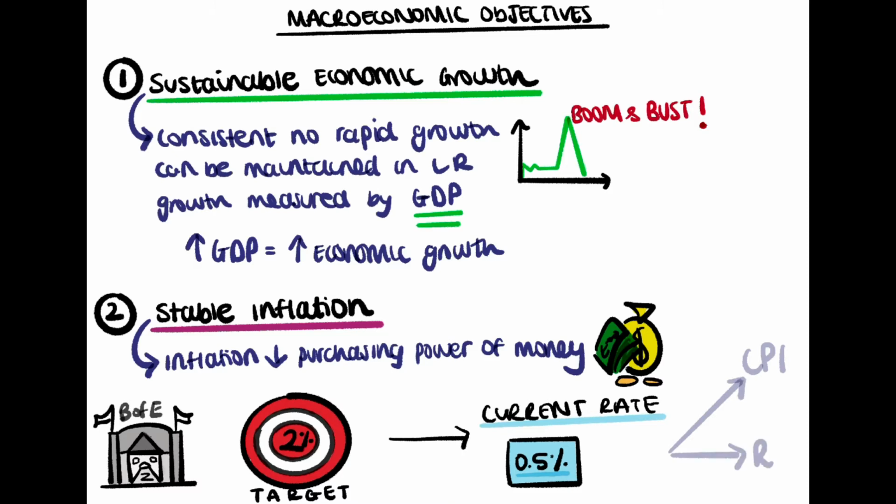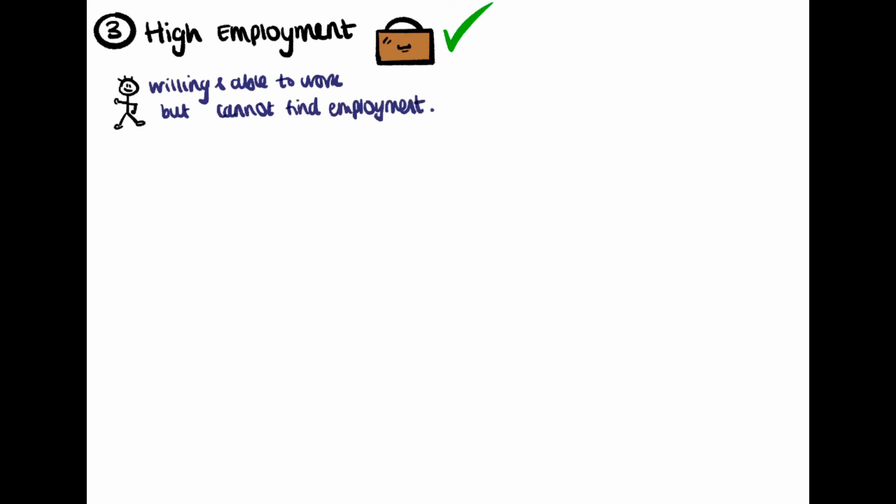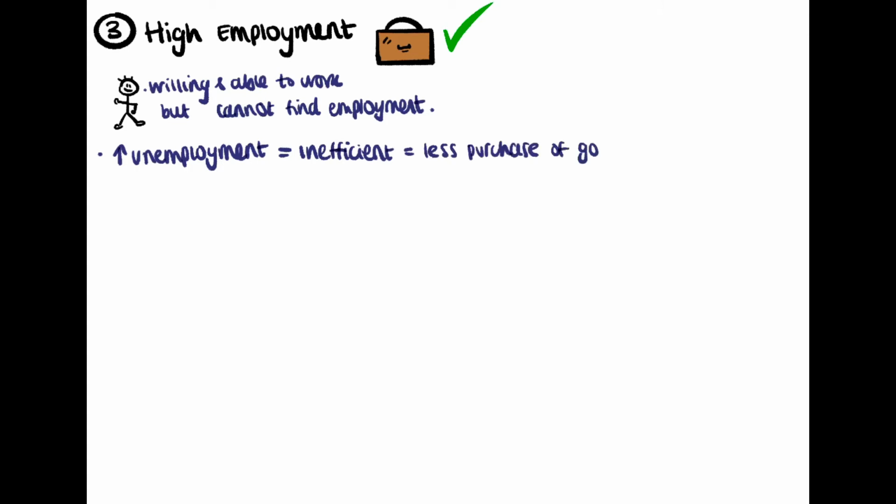The next objective is to ensure high employment in the economy. Although it's not possible, the government do aim to achieve full employment in the economy. If those who are willing and able to work cannot find work, they are considered to be unemployed. The pandemic has meant many companies have seen a huge fall in their revenues, and as a result, there have been lots of job losses in a range of industries. Unemployment is not good for the economy as it shows it's not operating at its full potential. It also means that people are less likely to purchase goods and services, which is not good for economic growth.